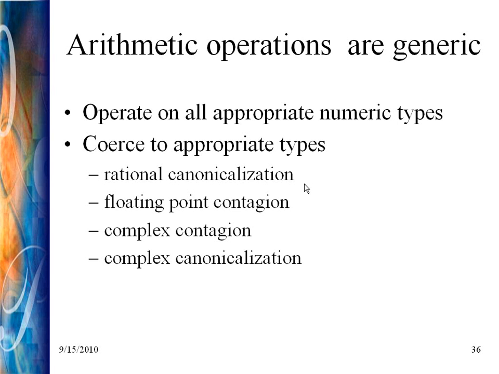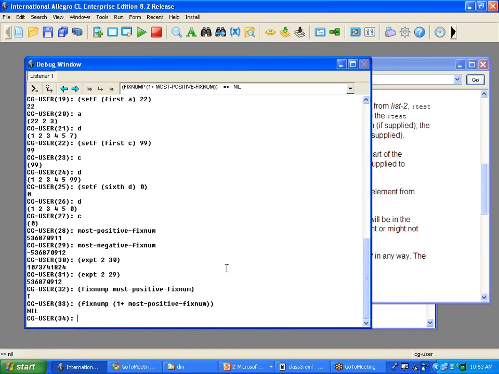Floating point contagion says that if there are a mix of integers and floating point single floats and double floats, it will convert everything to a double float. If there are integers and single floats, it will convert everything to a single float. And complex contagion says that if there's a complex number, all the other arguments will be turned to complex numbers, and complex canonicalization means that if you have a complex number with a 0 imaginary part, it will be changed to a real number. So let me just quickly show what all of those things mean.